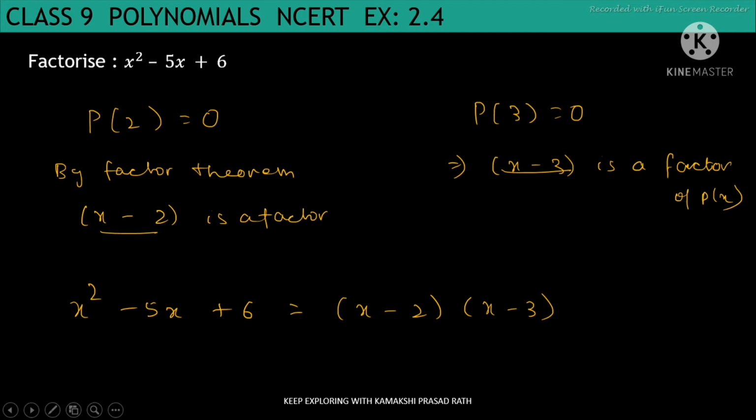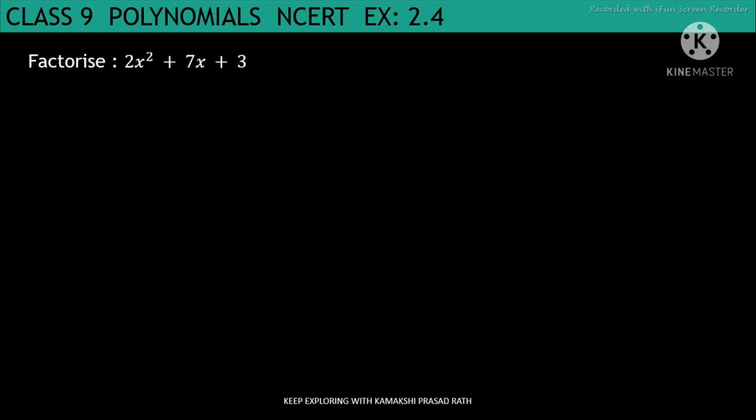So these are the two factors of the expression x squared minus 5x plus 6. So the only thing you have to do is identify the constant term, then find the factors. After that substitute each of the factors in P of x. Whichever becomes 0, those options we will select and find out the factor. Let's see one more question.